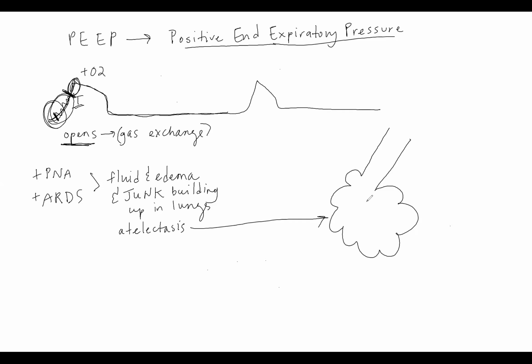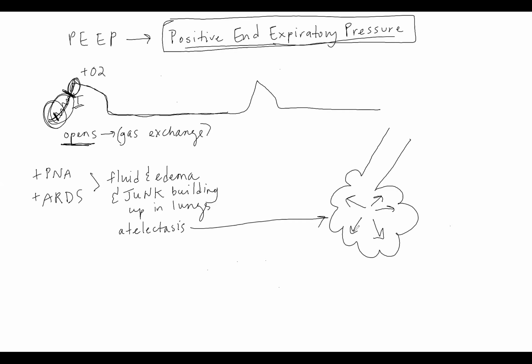So that's what we mean when we talk about positive end expiratory pressure. We apply pressure to these alveoli so that they can't close, they can't collapse, the door can't be shut, so that it's easier for it to reopen. All right, so why is that really, really important?